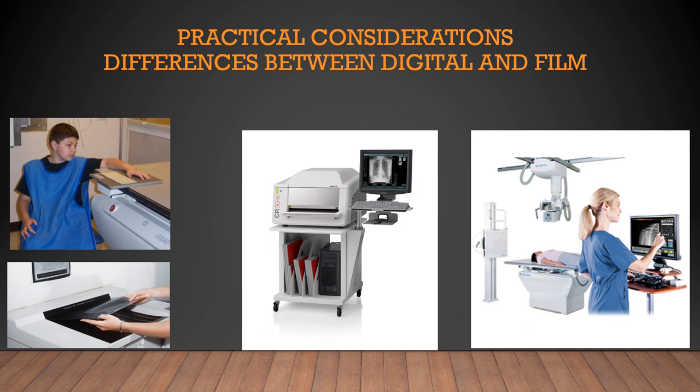So what's the difference between the three? Well, film screen, we were able to take a couple pictures on the cassette. We walked that cassette into a dark room and we processed it. CR or PSP, we take a cassette that has a plate inside of it. We process that cassette. We can only take one image on that cassette. We put it into a reader and then we can manipulate the image. For the DR, it's instantaneous.